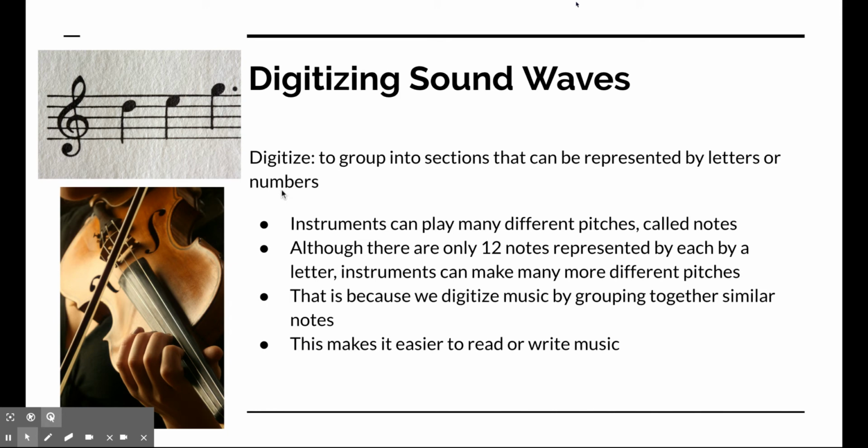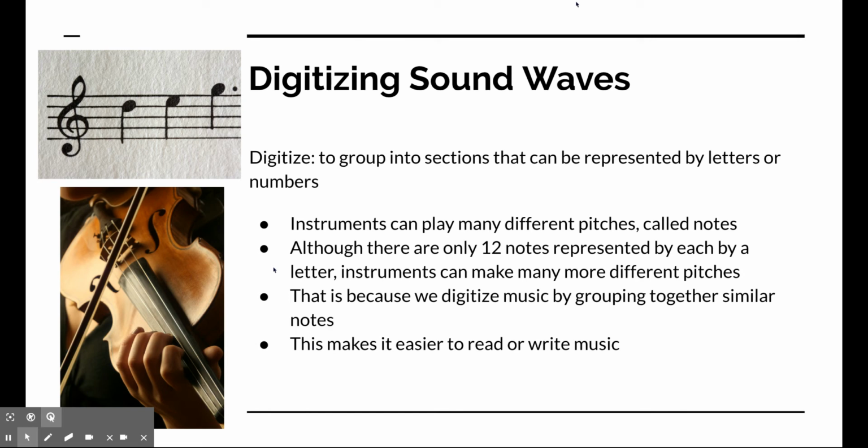When you play an instrument, like a violin or a guitar, it can play many different pitches, and we call these notes. Although there's only 12 notes that are represented by a letter, an instrument can make many more pitches than that. There's not only 12 sounds that it can make, and that's because we digitize it by grouping together similar notes.